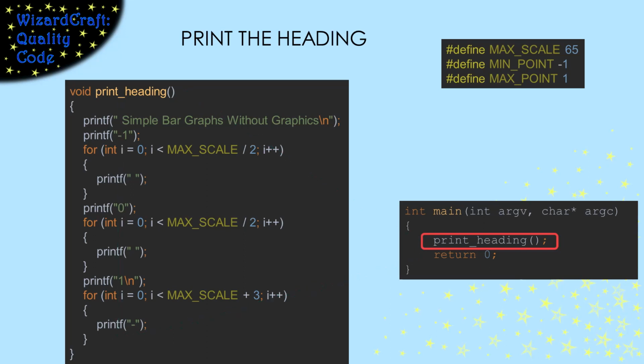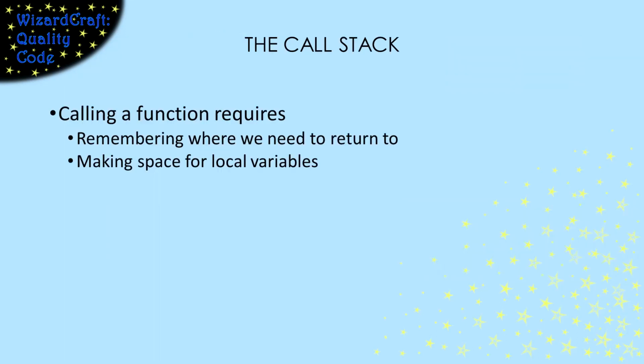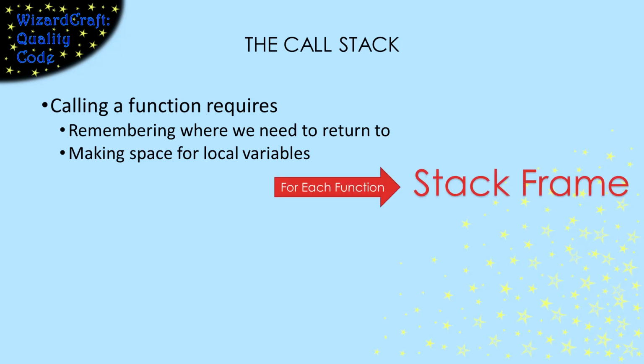I think we need to look more carefully at exactly what happens when you call a function in order to begin to see how the machine really works. When we call a function, we need to remember where it should go back to when the function exits, and we need to make space for local variables that the function uses. We're going to do that with a structure called the call stack. In the call stack, there is one entry for each function that we are currently working on. We call those entries stack frames. Among other things, the stack frame holds all of the local variables for that function.